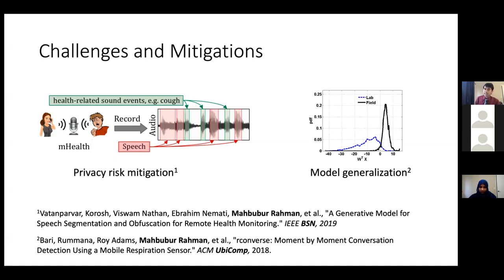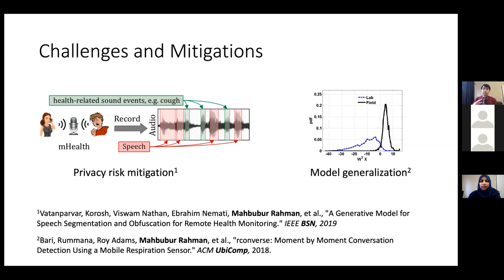And how can we handle that? So one thing that we have published in BSN 2019 is audio obfuscation. What we can do, we can keep the cough sound of the user, of the patient, intact, but muffle the speech of the user and someone else. We can detect the speech and muffle it. Even if this data is captured by someone else, they cannot make sense out of it. This is one way to do privacy mitigation, risk mitigation.